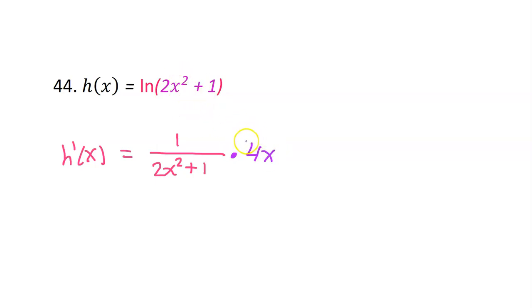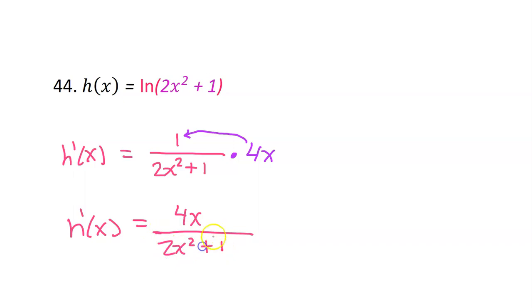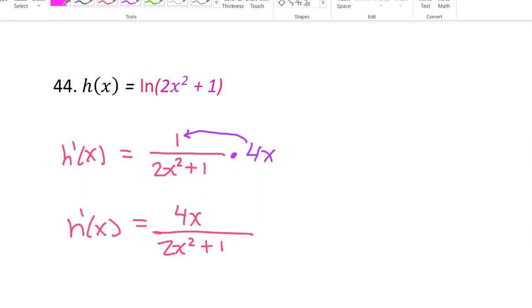Now I could multiply this by the numerator. I could put the 4x in the numerator, and this is actually the most common way of writing the derivative. So usually you will see 4x over 2x squared plus 1. So this is how you should expect to see the derivative.